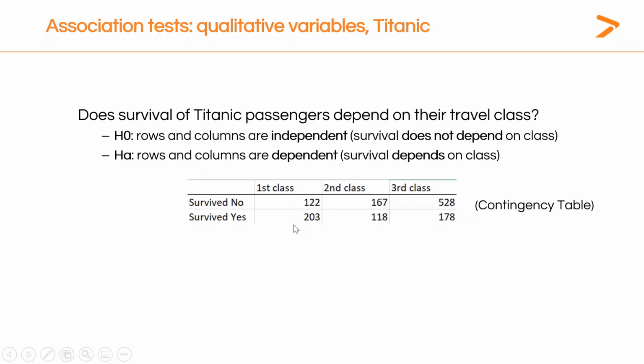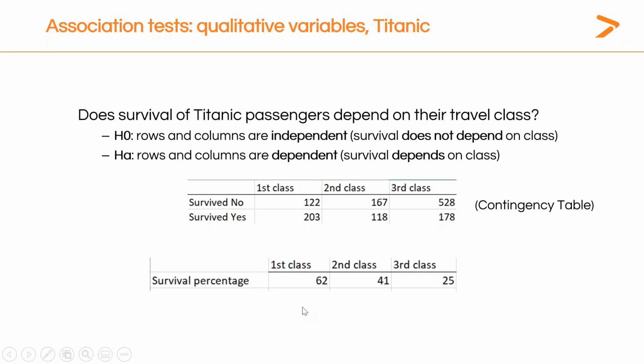Now, how can we check this just by looking at these numbers? How can we know that survival depends on class? Maybe looking at the raw data does not really help. Why don't we measure the percentage of survival within each class?